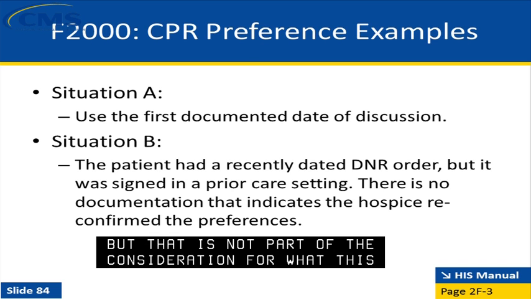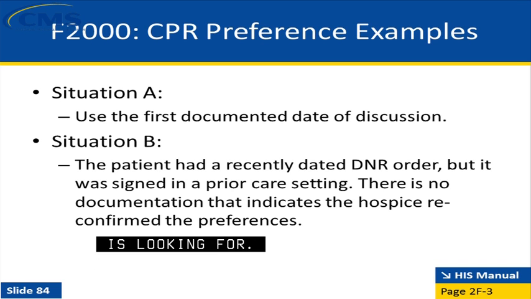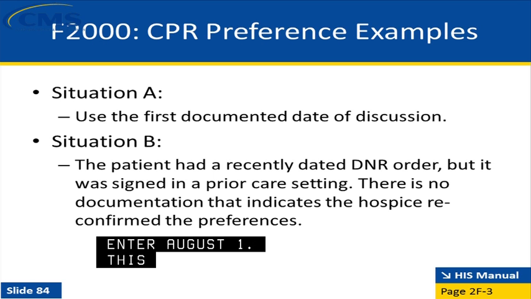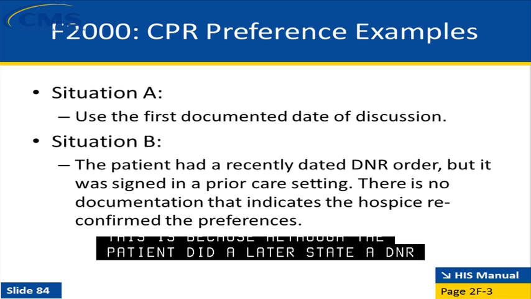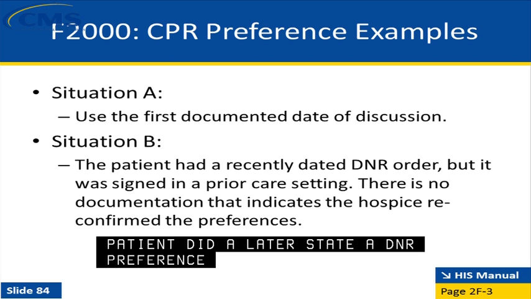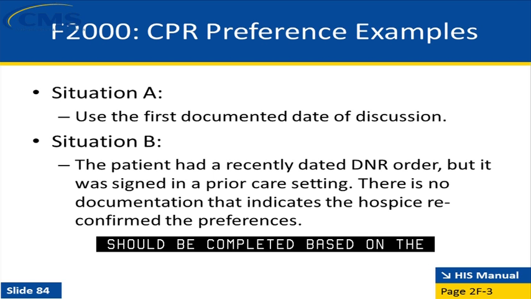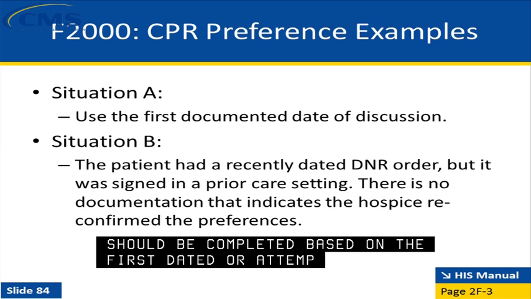For F2000B, the date, you should enter August 1st. And this is because although the patient did later state a DNR preference on August 5th, F2000 should be completed based on the first dated discussion or attempted discussion in the clinical record. And in this case, that was on August 1st, 2014.